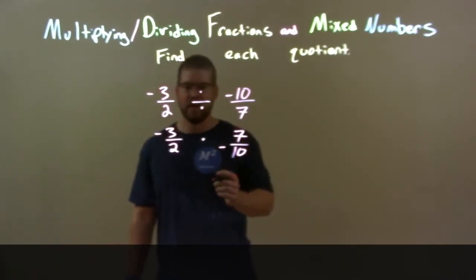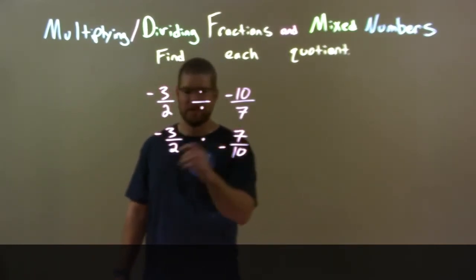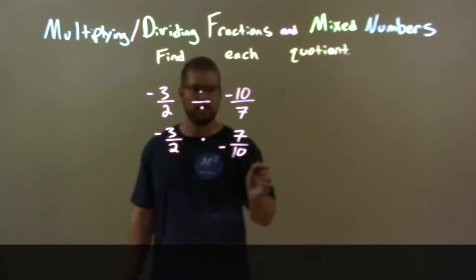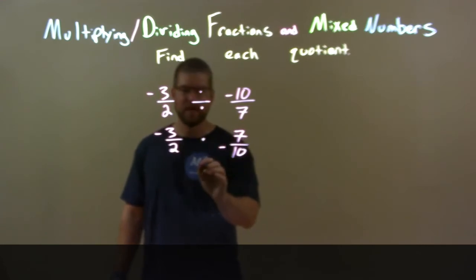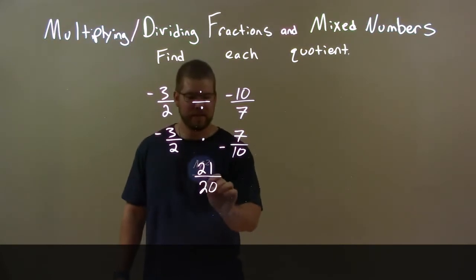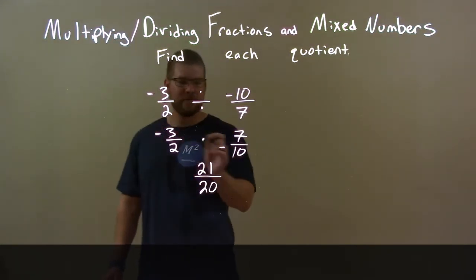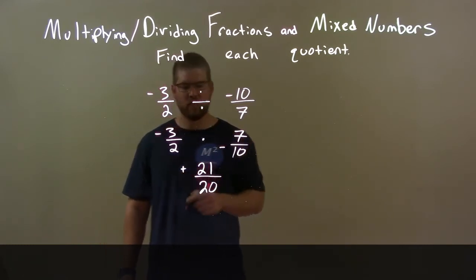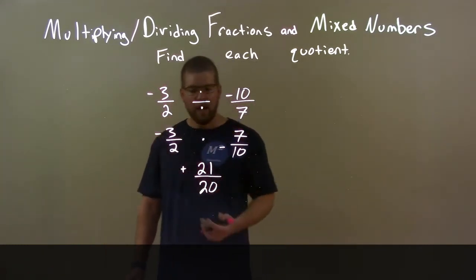Can't simplify any. So, let's see, 3 and 10 and 7 and 2 share a common factor. So, multiply across the numerator, multiply across the denominator. 3 times 7 is 21. Okay, 21. And then 2 times 10 is 20. A negative times a negative is going to be a positive. So we have a positive here. So positive 21 over 20. I'm okay with that answer.